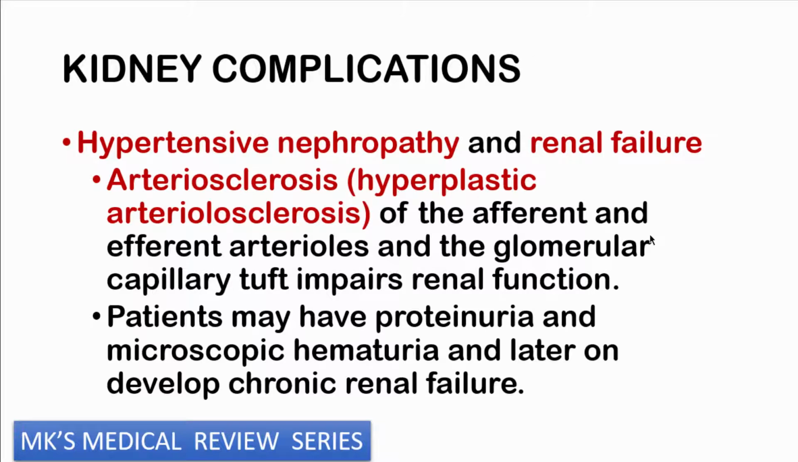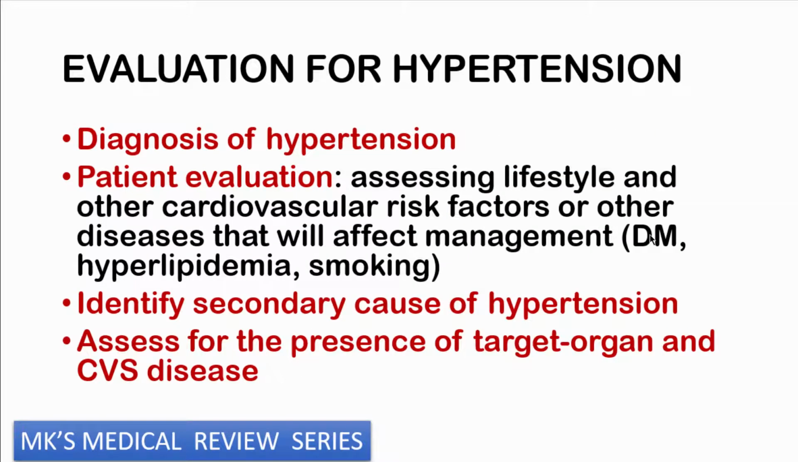And remember that this hypertensive nephropathy is often associated with arteriolosclerosis, hyperplastic arteriolosclerosis. So you have hyperplasia of the smooth muscles that are present in the afferent and the efferent arterioles, as well as the glomerular capillary tuft, which is impaired. So this impairs the renal function. So patients may have proteinuria, they may have microscopic hematuria, and later on they may even develop chronic renal failure.